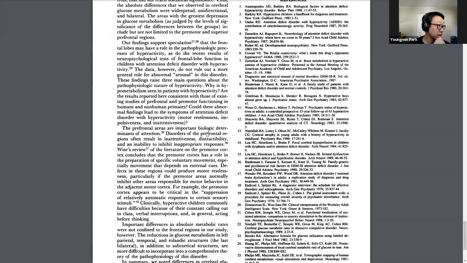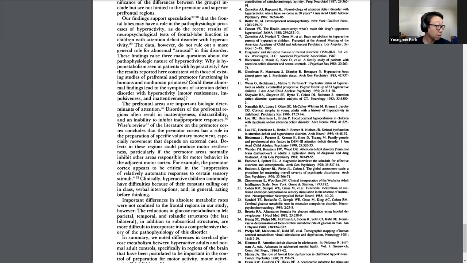The prefrontal areas are important biologic determinants of attention. Right? So they're saying that the frontal areas are very important for attention. I mean, if you have damage in that frontal area, you have trouble with attention. Disorders of the prefrontal regions, and this is what they explain next, often result in inattentiveness, distractibility, and an inability to inhibit appropriate responses.